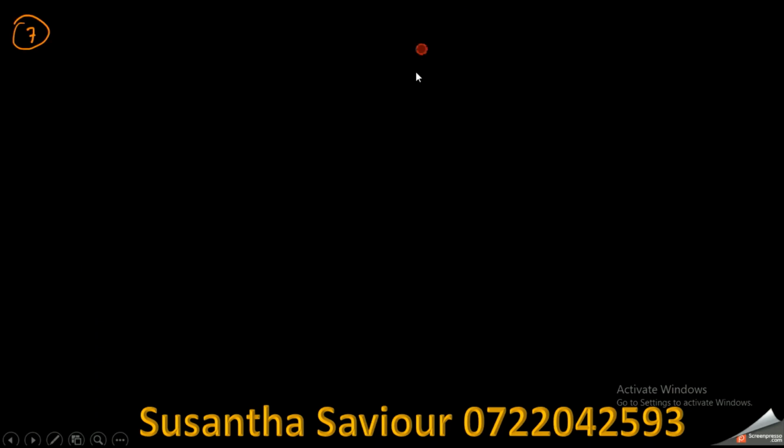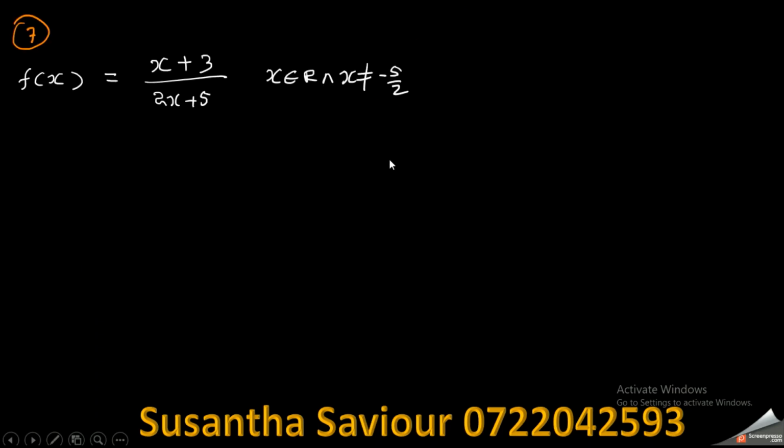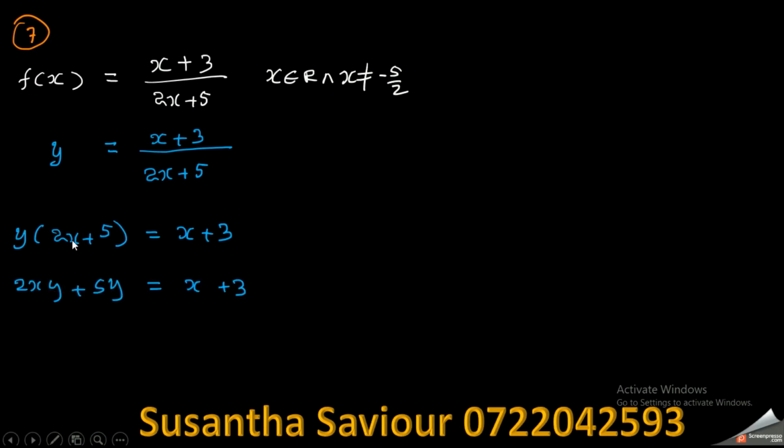Example number 7 is what? That is also something similar to that. Let's see. Now you pause this video and try all by yourself. Make fx equals y and make x the subject and see. So this is how you do it. Y is equal to x plus 3 over 2x plus 5. Then we get y into 2x plus 5, this is multiplied to this side, is equal to x plus 3. Then we will open this bracket, 2xy plus 5y is equal to x plus 3, right?